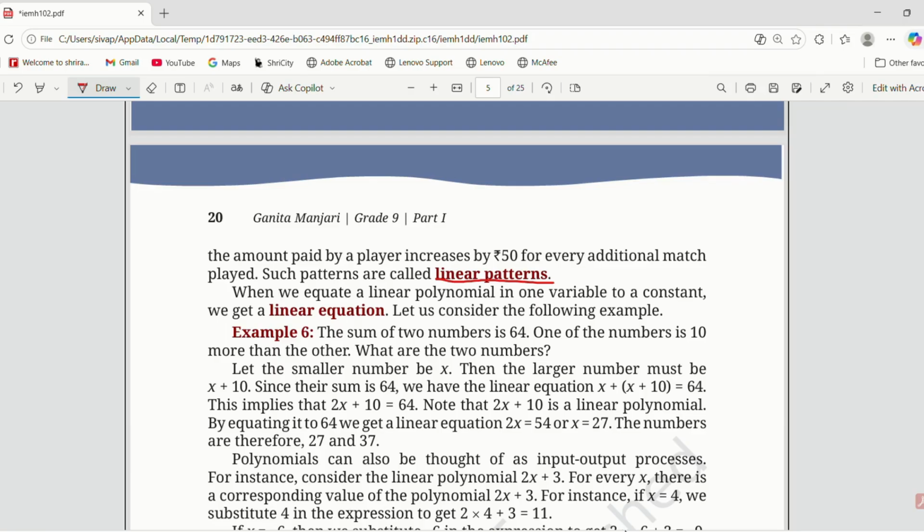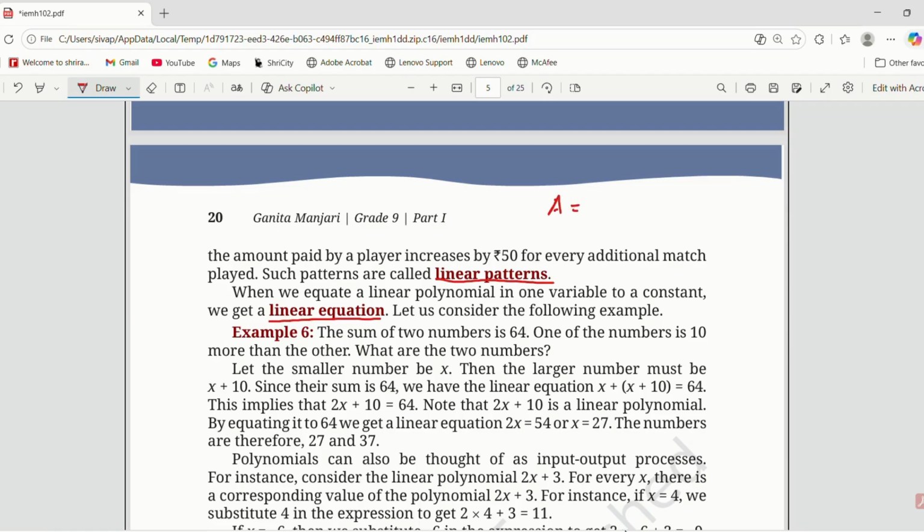That is how it is getting increased, right? We are able to find the values by using a linear polynomial. So the pattern that follows from a linear polynomial is called a linear pattern. And also when we equate a linear polynomial in one variable to a constant, especially 0, we get an equation. Such equations are called linear equations.